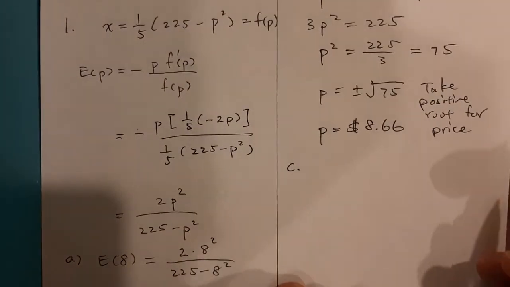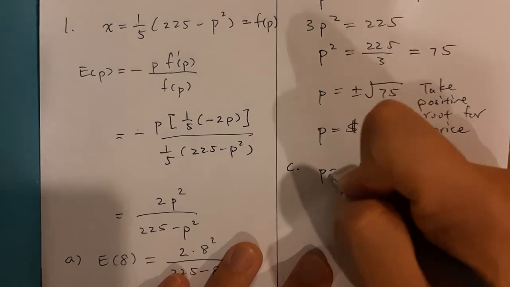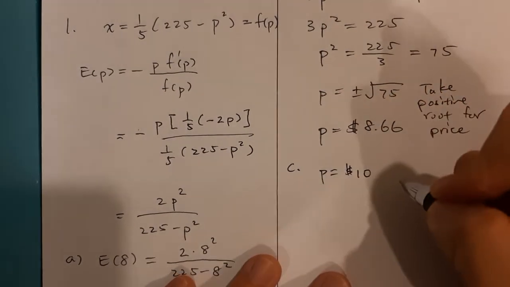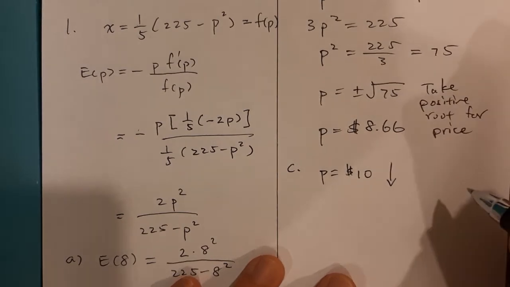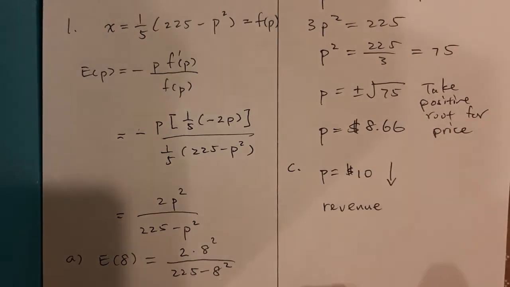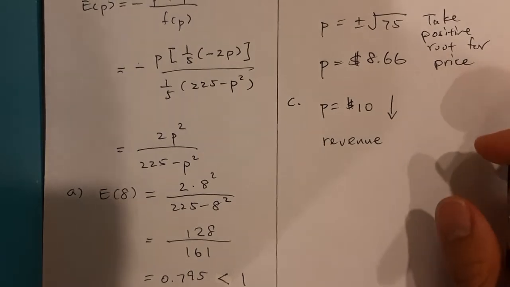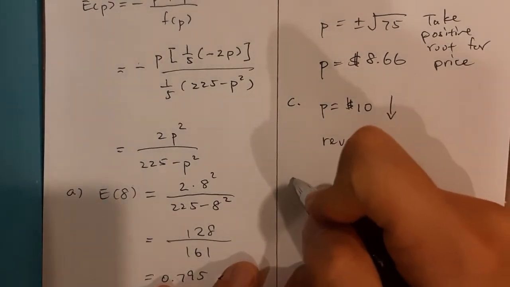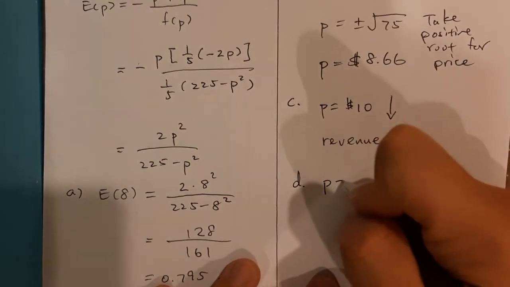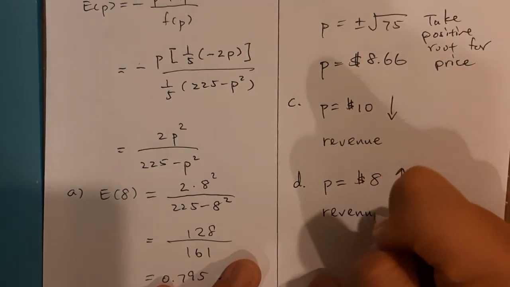Letter C is if the unit price is lowered slightly from $10, will the revenue increase or decrease? So basically you have P equals 10, and if you lower it, what will happen to the revenue? So a good idea is to look at the graph. Same thing if you have P equals $8 and you increase it slightly, what will happen to the revenue? So you need to look at the graph.